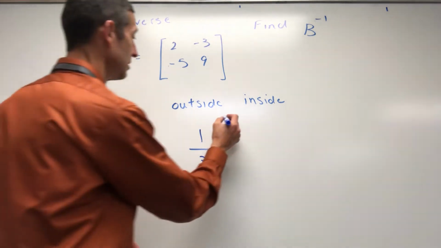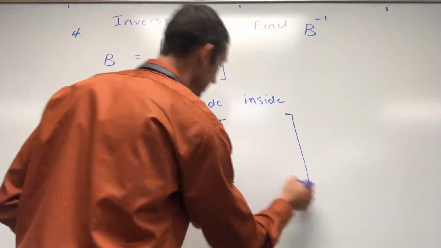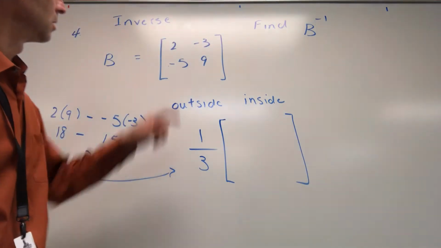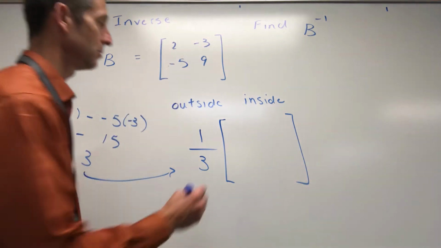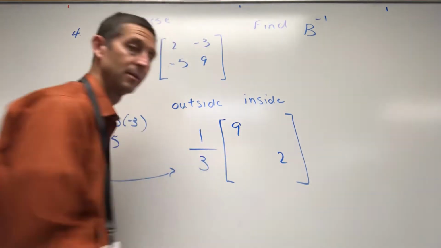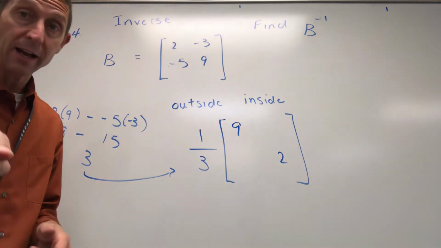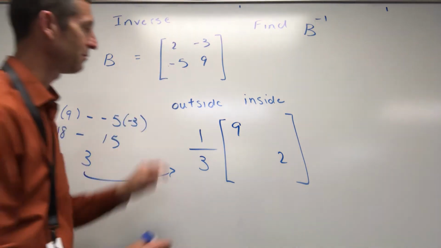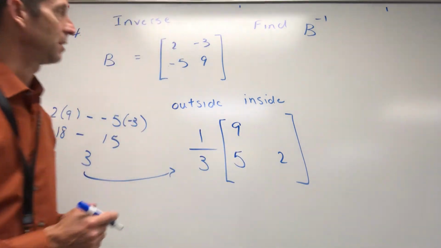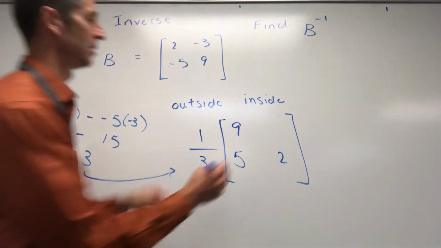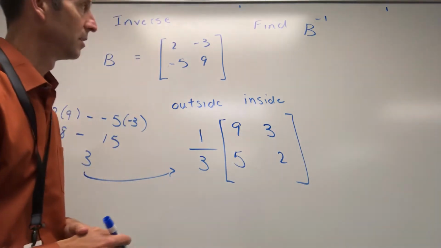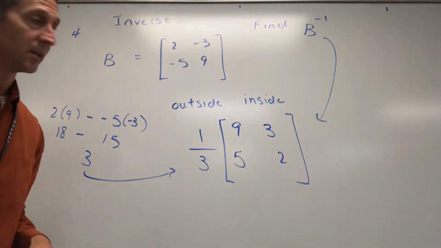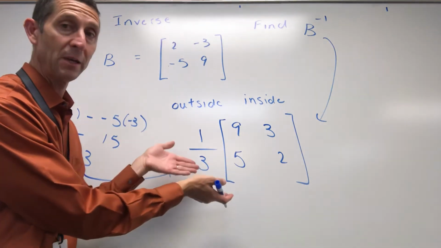Now we have to get the inside, and the inside has 2 rules. You got the trade places maneuver. The 2 and 9's the main diagonal, they trade places. Second diagonal, they stay there, but you got to change their signs. So if it was -5, it becomes +5. If it was -3, it becomes +3. So you're wanting to find this inverse matrix? Well, we just built it. There it is. So this is your inverse for B.